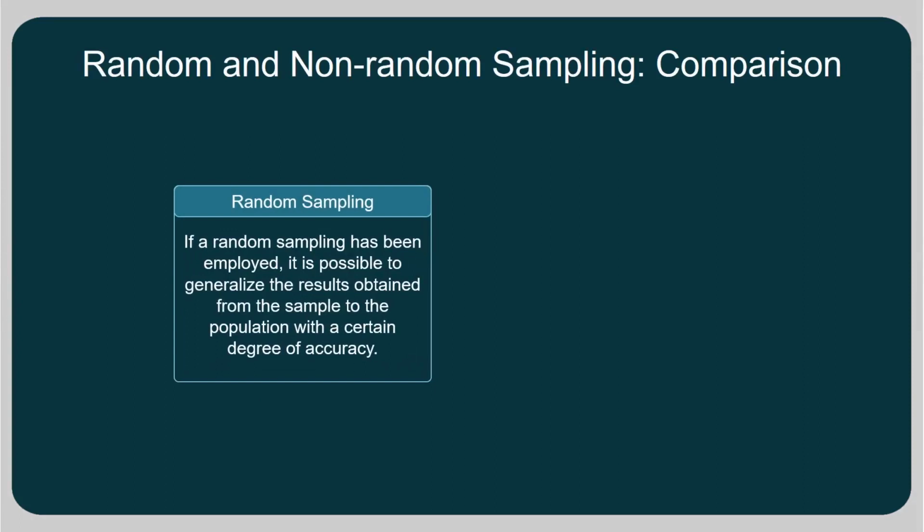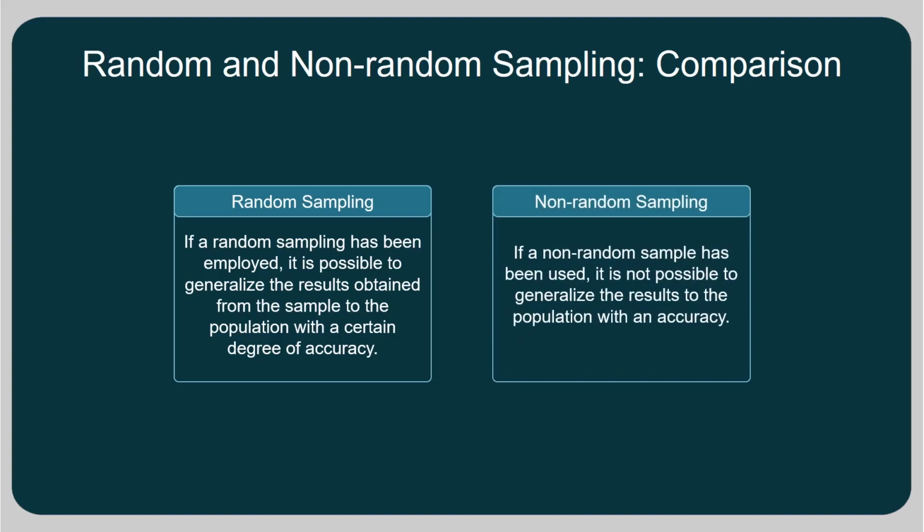Let us be clear that the techniques we discussed till now have certain advantages as well as disadvantages. The researcher therefore should be careful while opting for any specific technique for choosing a sample from the population. If random sampling has been employed, it is possible to generalize the results obtained from the sample to the population with a certain degree of accuracy. If a non-random sample has been used, it is not possible to generalize the results to the population with accuracy. It is pertinent to mention that many researchers nowadays prefer online sampling techniques.